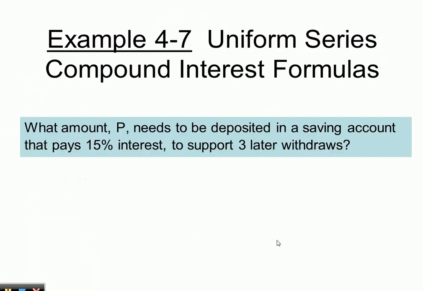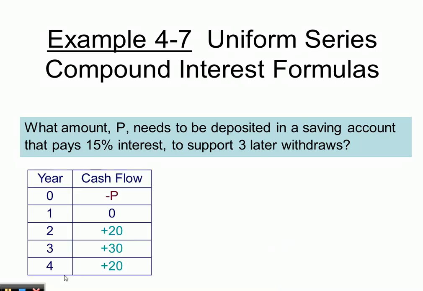And here is another example, example 7. What amount P needs to be deposited in a savings account that pays 15% interest to support 3 later withdrawals? So here are the cash flows: minus P, then 0, then 20, 30, and 20. These are the cash flows or withdrawals that we want to have.